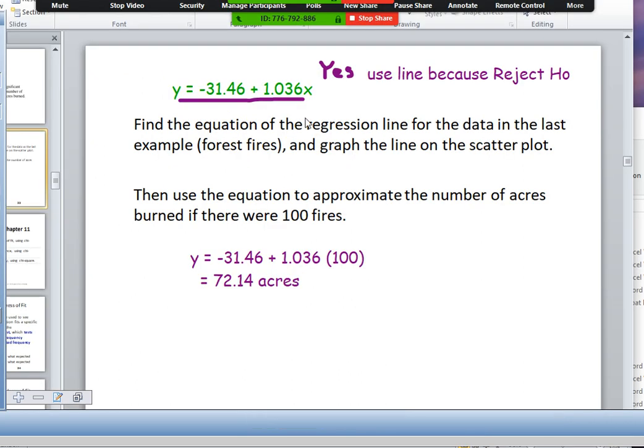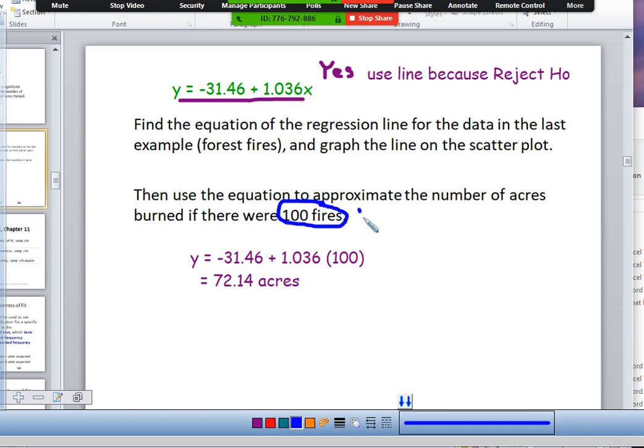So here's my linear regression line. And yes, you can use it because you rejected H naught, right? So it is a line. So 100 fires, this is my X. Fires are my X. If you go back to your problem, you'll see fires are X's and Y's is acres burned. So since 100 fires is my X, I want to say, when X is 100, what's my Y? So you're going to put in 100 for X, and you'll get Y is 72.14.